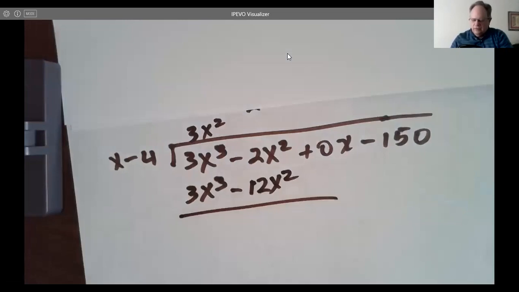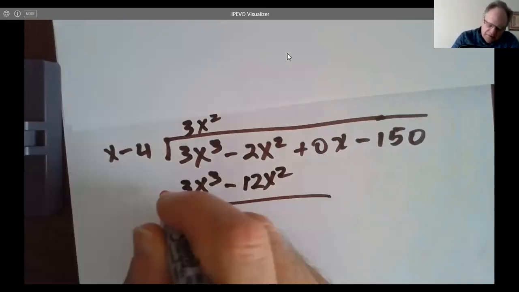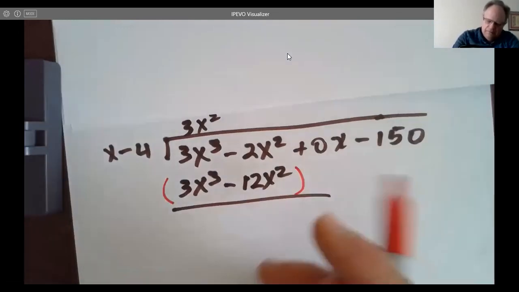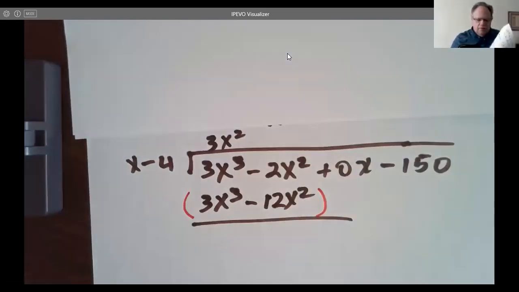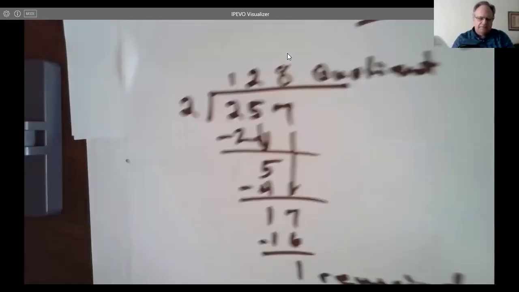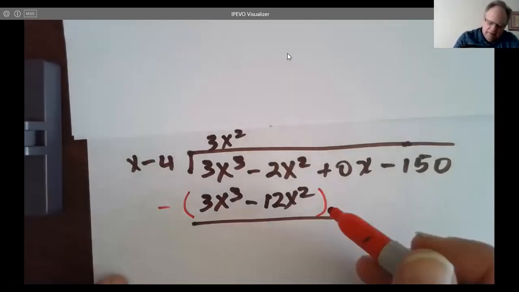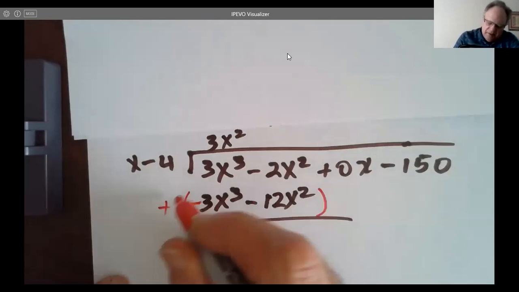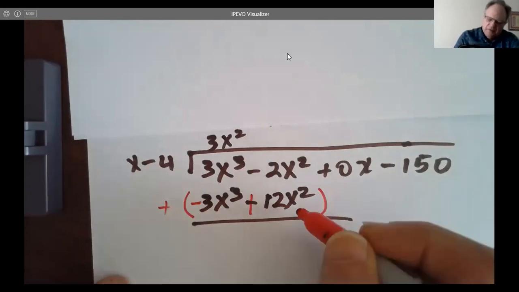Okay, so questions with that so far? Now, because we have to subtract that bottom row, just like we did with numbers, right? When we subtract numbers, we always had to subtract that bottom row. Well, we have to do that here. So it's like we're distributing that negative, distributing negative 1. So that makes the 3x cubed a negative. Negative times negative makes the 12x squared a positive.